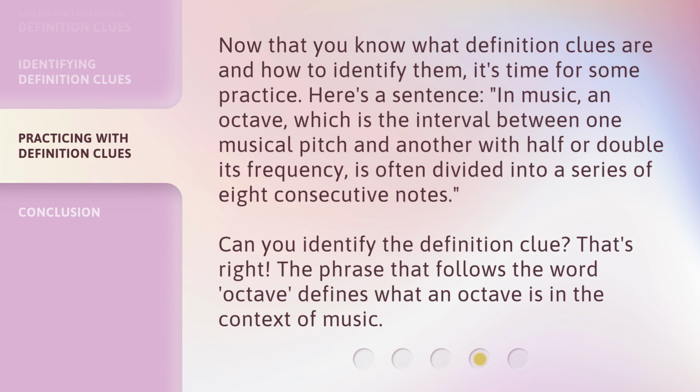Now that you know what definition clues are and how to identify them, it's time for some practice. Here's a sentence. In music, an octave, which is the interval between one musical pitch and another with half or double its frequency, is often divided into a series of 8 consecutive notes. Can you identify the definition clue? That's right. The phrase that follows the word octave defines what an octave is in the context of music.